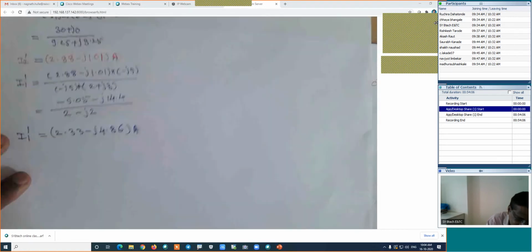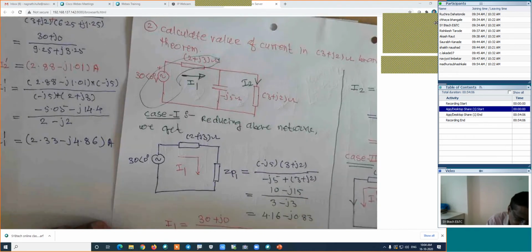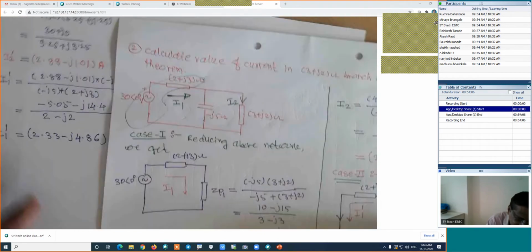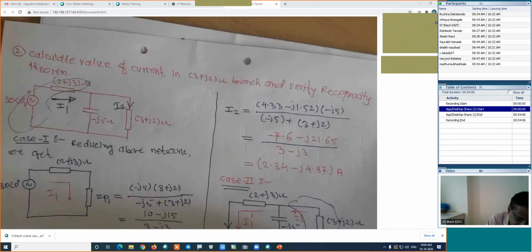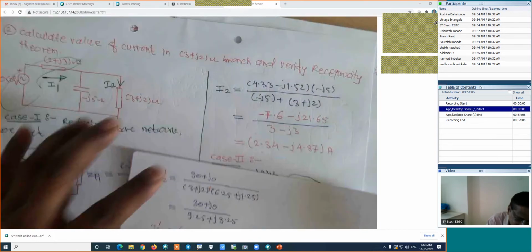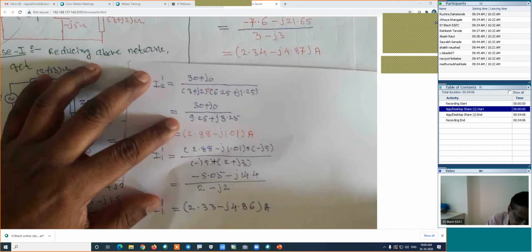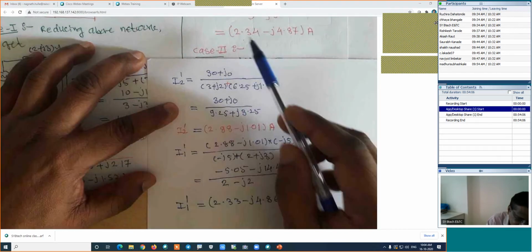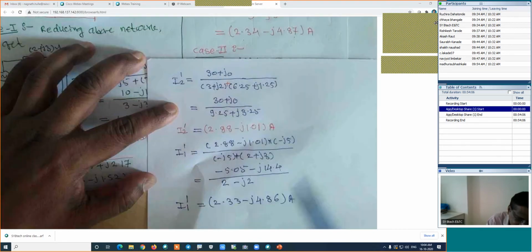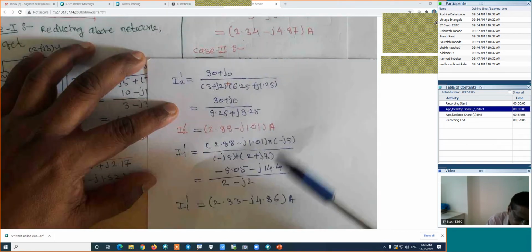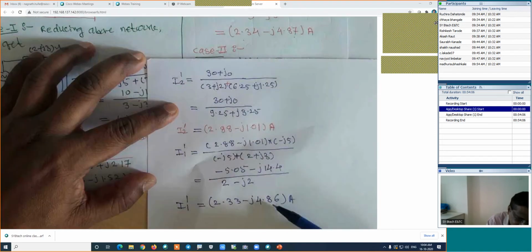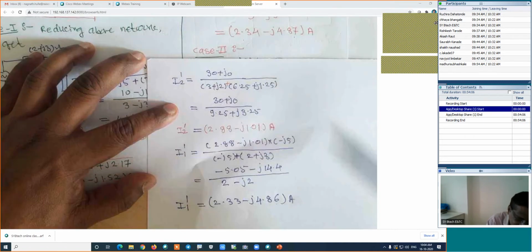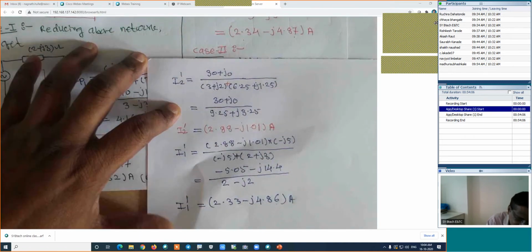Now look at the calculations. For case 1, the current is found to be 2.34. I will show the values here. Current in case 1 is 2.34 minus j4.87 amperes, and current in the second case is 2.33 minus j4.86. Here, these are the errors in the calculation due to the fractional part we have discarded. Here we have verified this reciprocity theorem.